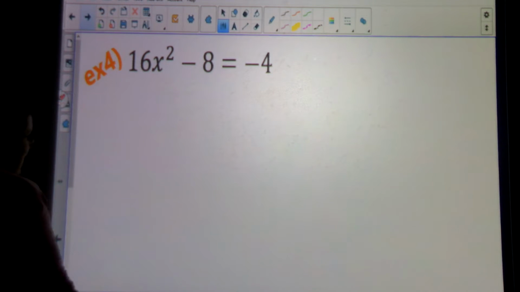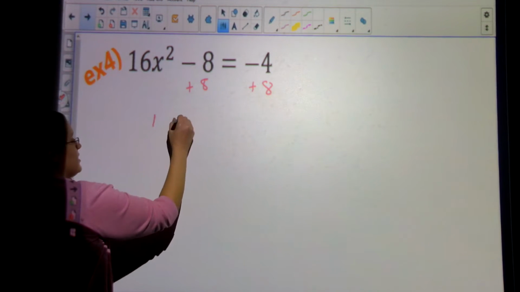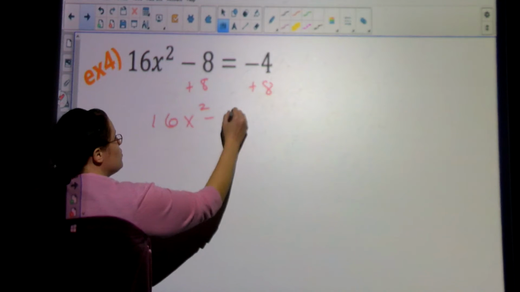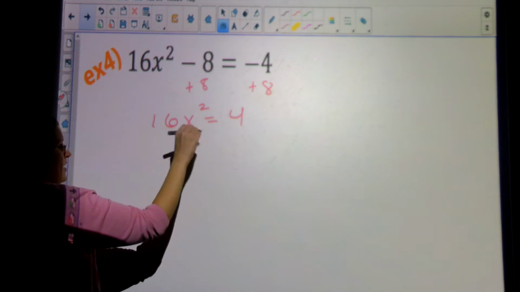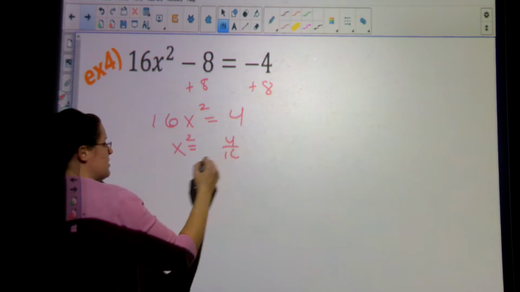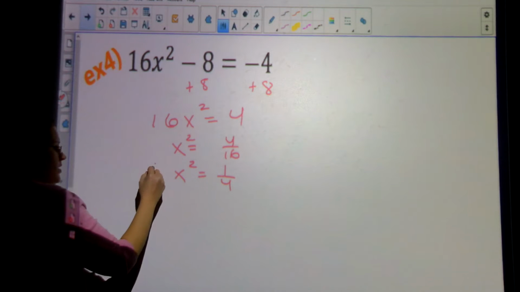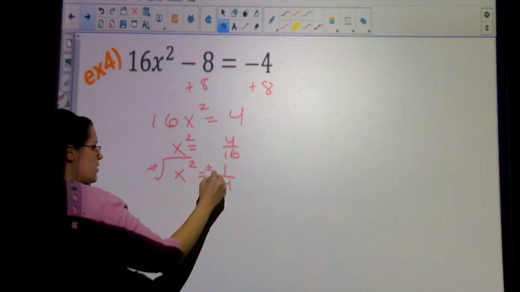Alright, so first thing, let's add 8 to both sides. We get 16x squared equals 4. Divide by 16. That'll give me 4 over 16. Let's reduce that to 1/4. Now plus or minus the square root.